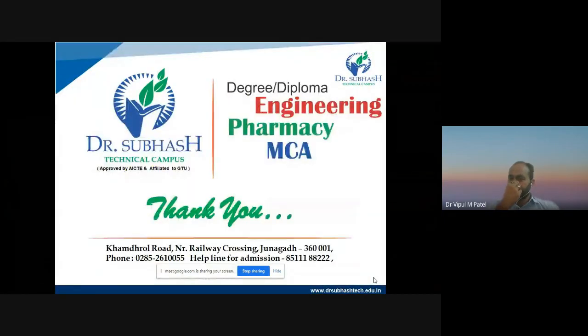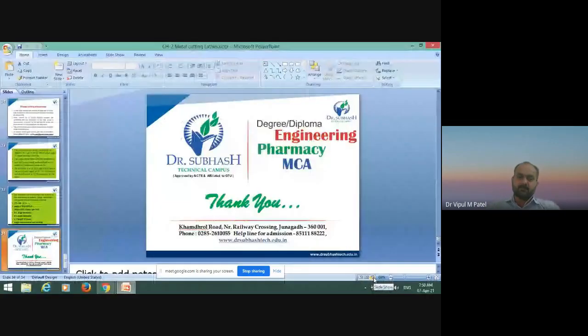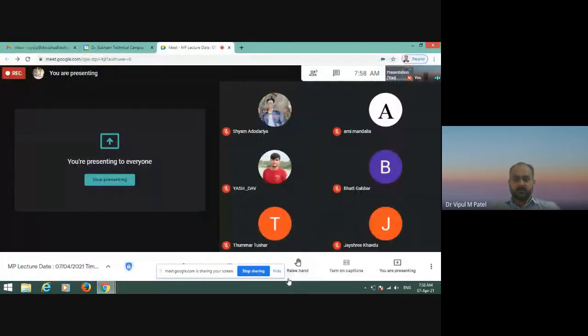This chapter is over now, and in the next lecture we will start another chapter. We will see which chapter we want to start, either grinding or shaper, planer and slotter. We will start it in the next lecture. So today it is enough. In the next lecture we will discuss the new chapter, that is maybe shaper, planer and slotter.